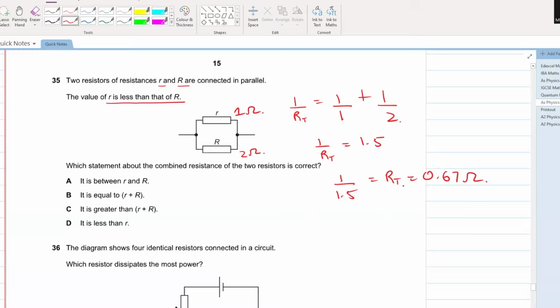Simple. Is it between small r and capital R? No. Is it equal to r plus capital R? No. Is it greater than r plus capital R? No. Is it less than the small r? Yes. D is your answer. Can you realize the small r was 1 ohm? It is less than the small r, that is 0.67 ohms. Simple as that, nothing complicated.